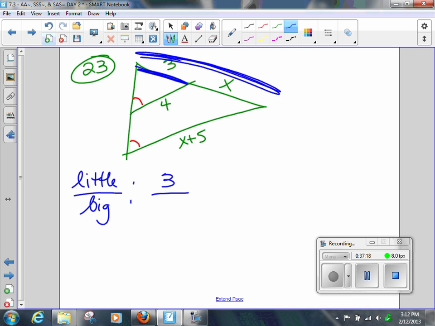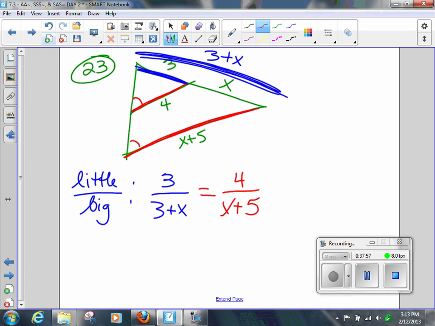3 corresponds to, be careful here. Is it 3x? Is it 3 times x? It's 3 plus x. This is like a problem on steroids, folks, okay? But you may see this. And look, changing colors. What's my other little side that I'm given? 4, good. Over who? x plus 5, good. Can we solve that? Yeah. Heck yes, that's algebra.